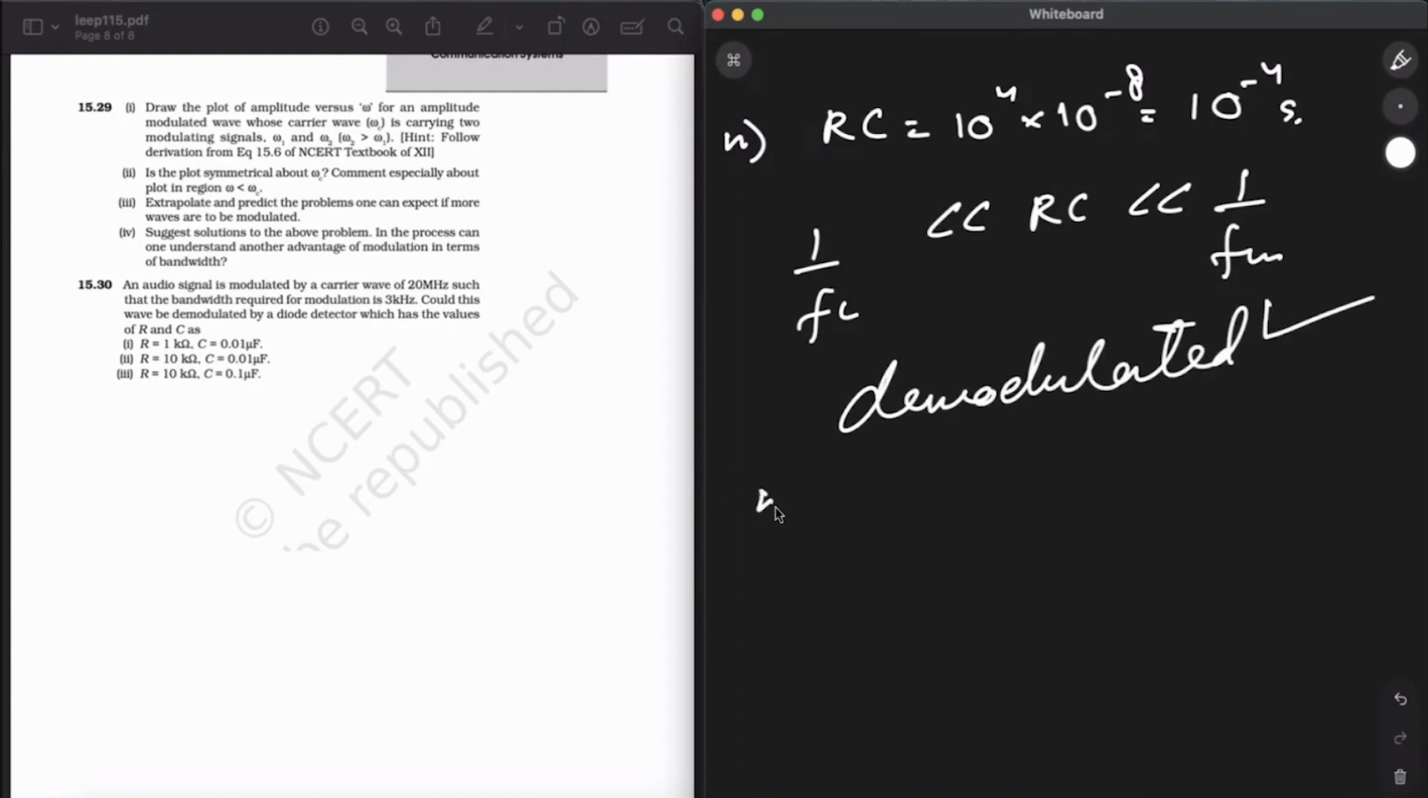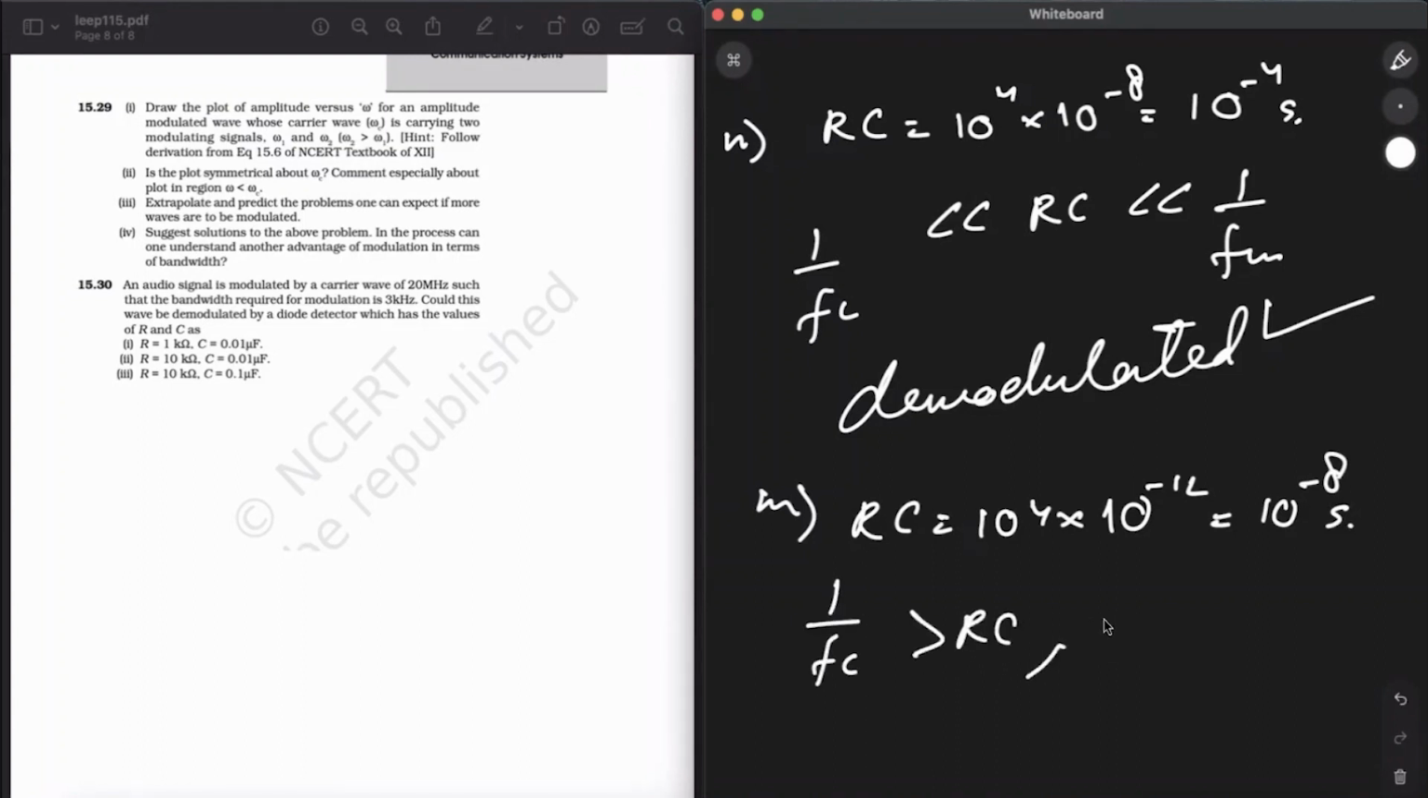Now the last option is RC is equal to 10 to the power of 4 into 10 to the power of minus 12, so minus 8 seconds. Now here 1 upon FC is greater than RC, so it cannot be demodulated.